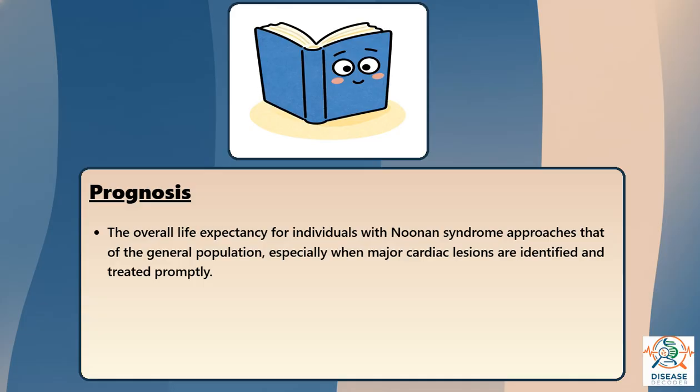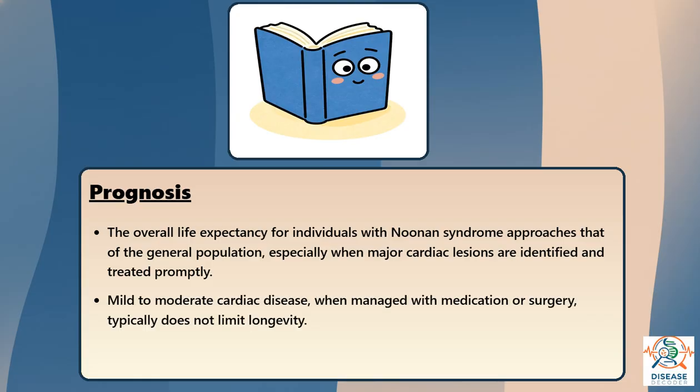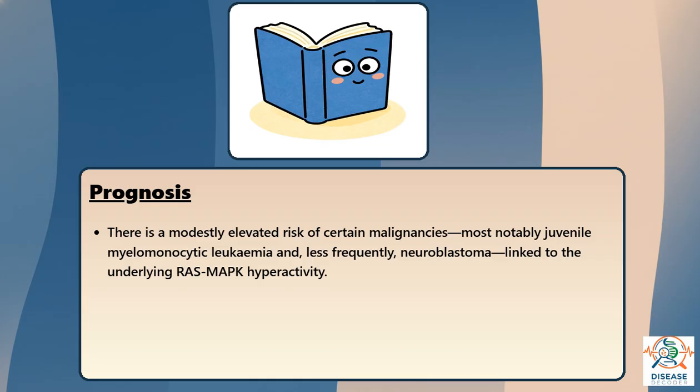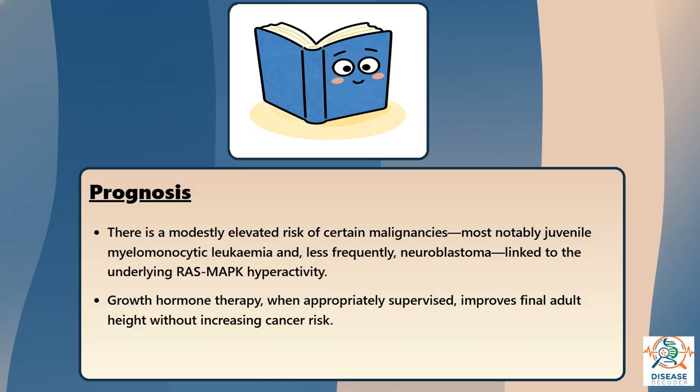The overall life expectancy for individuals with Noonan syndrome approaches that of the general population, especially when major cardiac lesions are identified and treated promptly. Mild to moderate cardiac disease, when managed with medication or surgery, typically does not limit longevity. However, severe hypertrophic cardiomyopathy, progressive valve disease, or arrhythmias can increase mortality risk in childhood or early adulthood. There is a modestly elevated risk of certain malignancies, most notably juvenile myelomonocytic leukemia and less frequently neuroblastoma, linked to the underlying RAS-MAPK hyperactivity. Growth hormone therapy, when appropriately supervised, improves final adult height without increasing cancer risk.